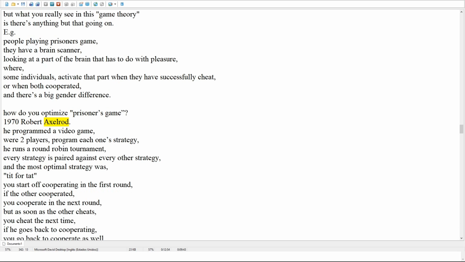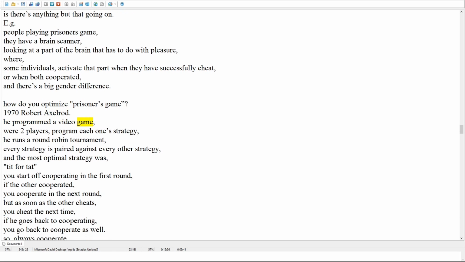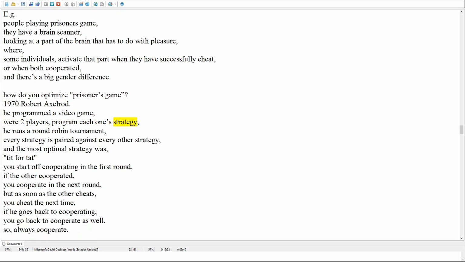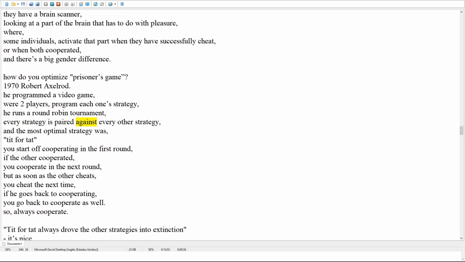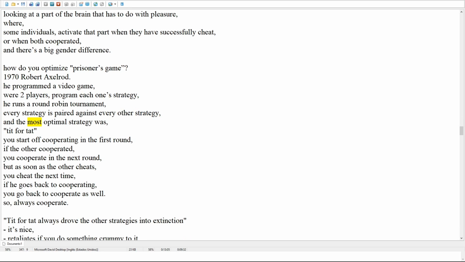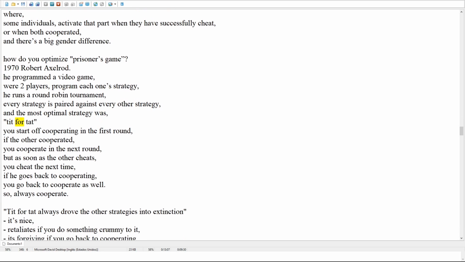1970s, Robert Axelrod. He programmed a video game where two players program each one's strategy. He runs a round-robin tournament. Every strategy is paired against every other strategy. And the most optimal strategy was tit for tat.